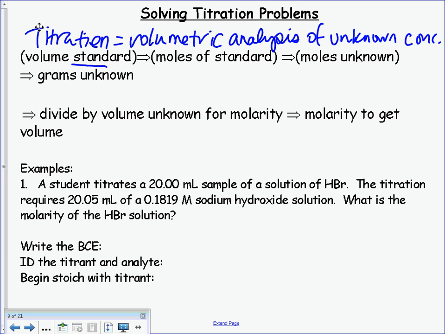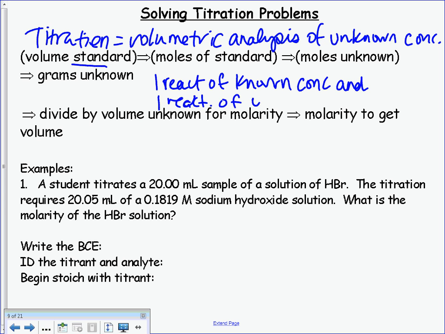So this flow map probably makes minimal sense right now, but I'm going to try to explain it to you before we start a question. Whenever you have a titration, you always have one reactant of known concentration and one reactant of unknown concentration.